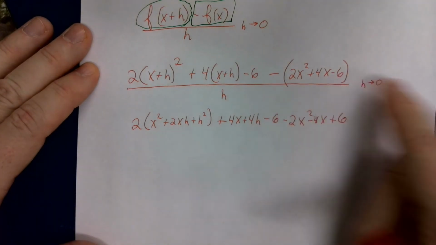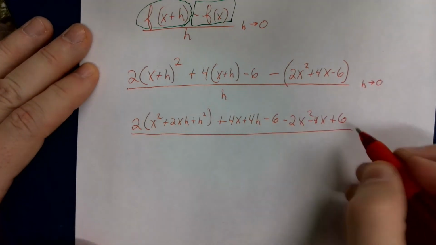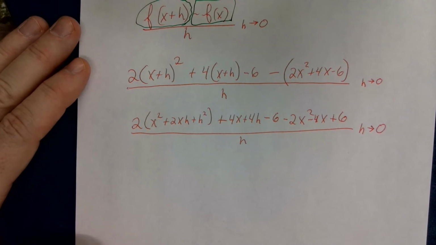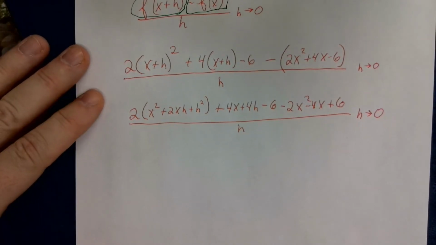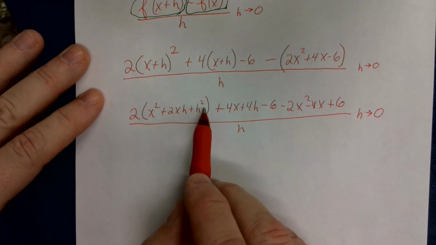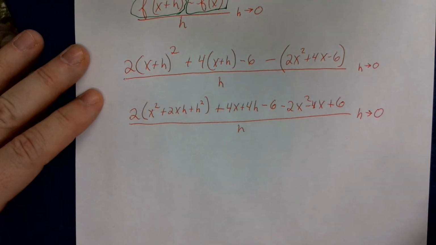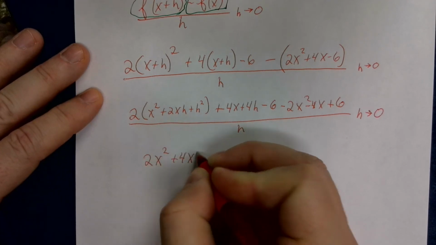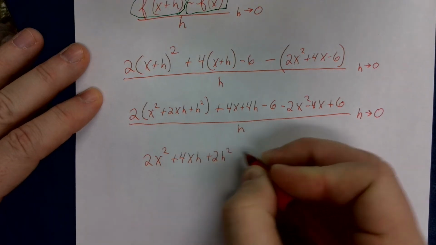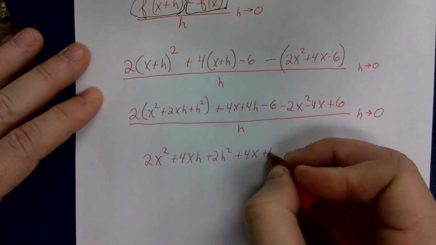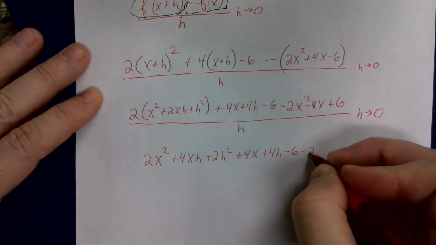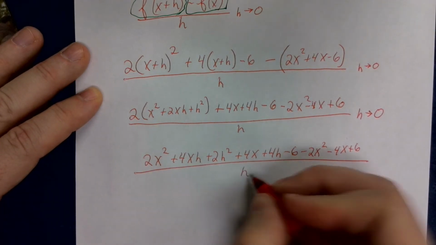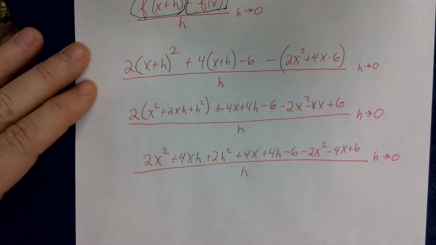Because the negative goes into each one of those things, changes all their signs. Now all of this is divided by h as h approaches 0. So I'm almost done with expansion on the whole top thing. I still have this 2 that has to distribute into these parentheses, and then I'll have all my parentheses gone. Is that correct? So here we go. 2x squared plus 4xh plus 2h squared plus 4x plus 4h minus 6 minus 2x squared minus 4x plus 6 all over h as h approaches 0.